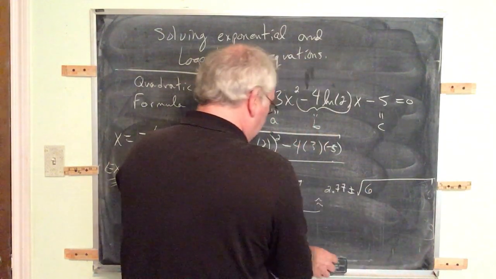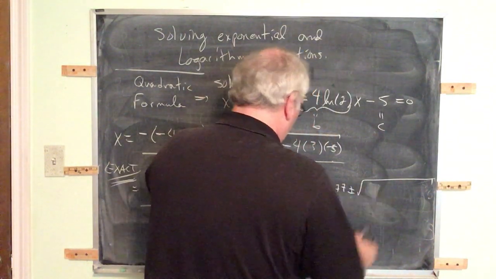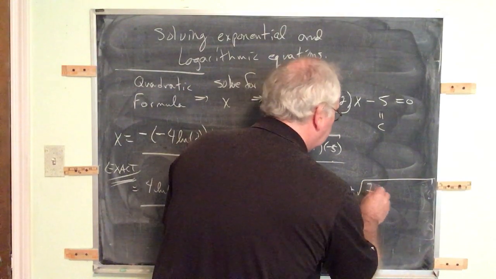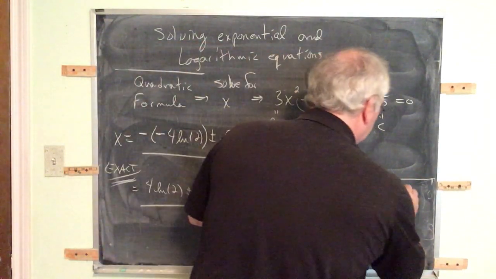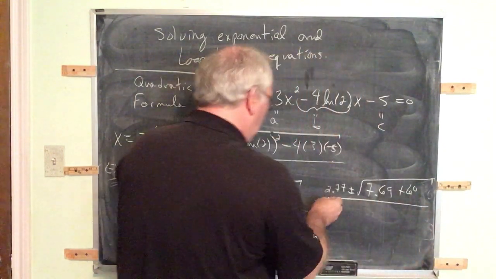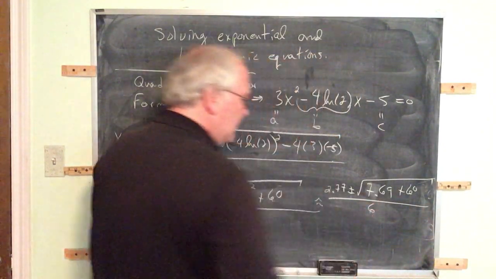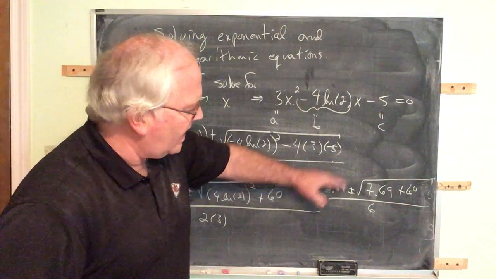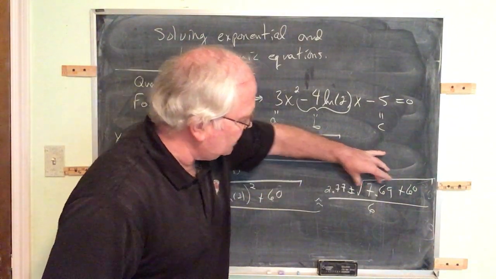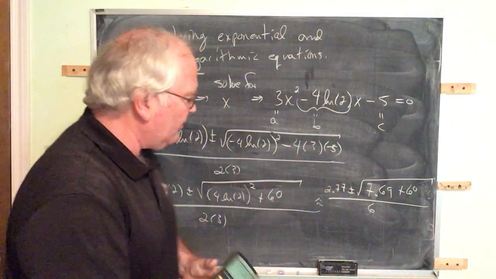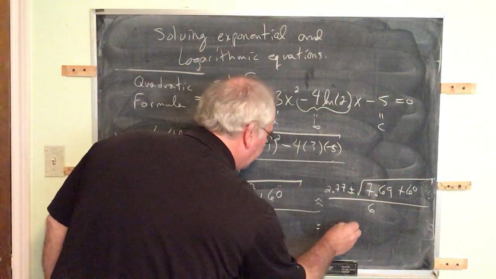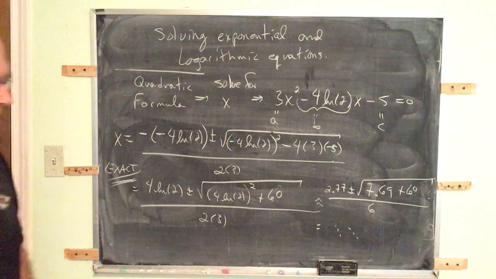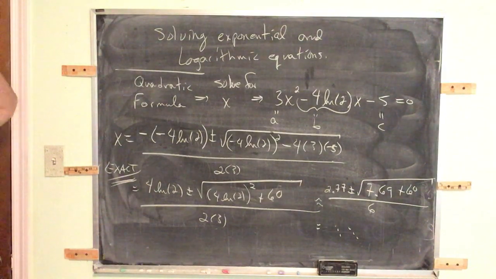I'm sorry, that's wrong. 7.69 plus 60, all over 2 times 3 is 6. And so now you can compute this the rest of the way out using 7.69, 2.77. We have our plus or minus. And so you could go ahead and compute this out and find the specific decimal approximations using those values.